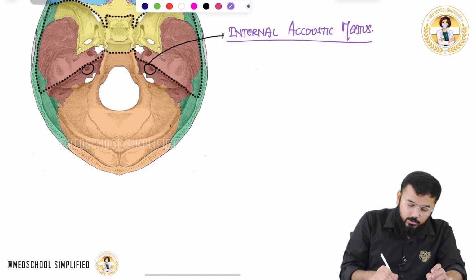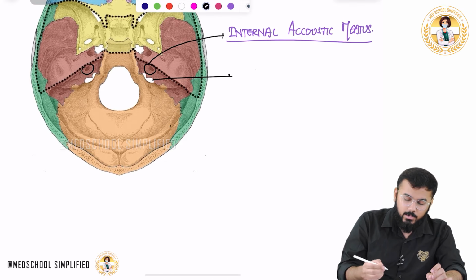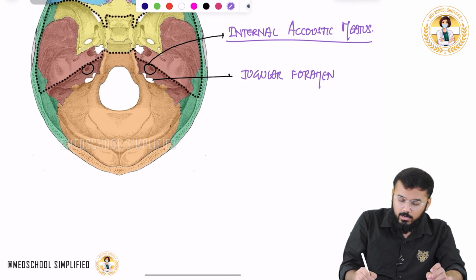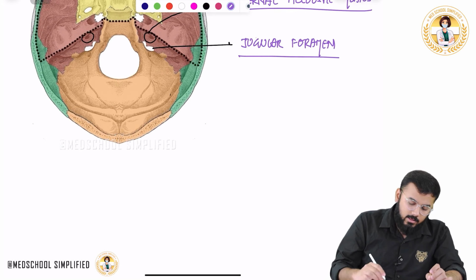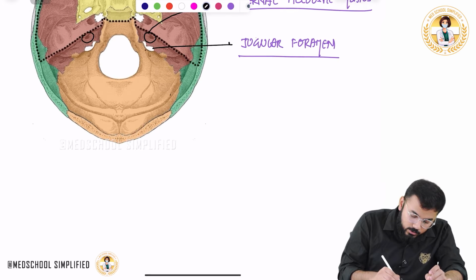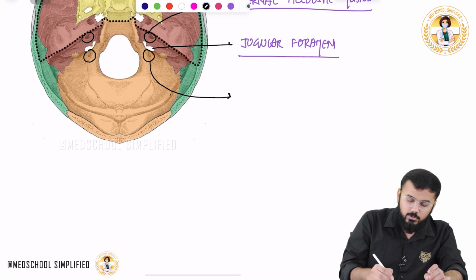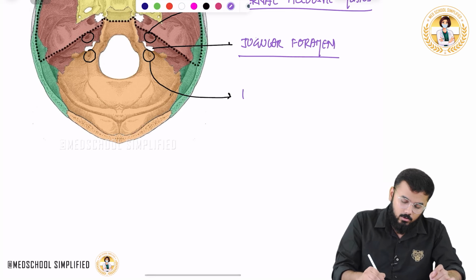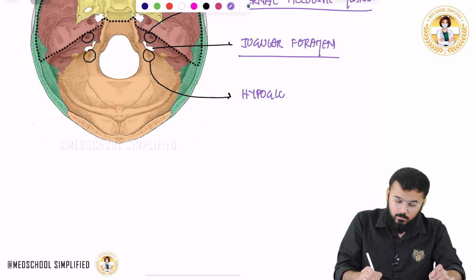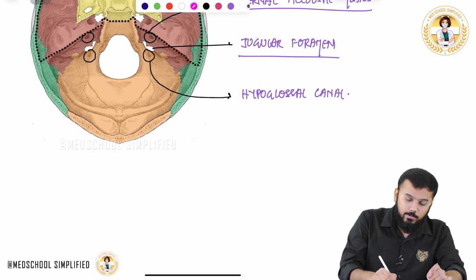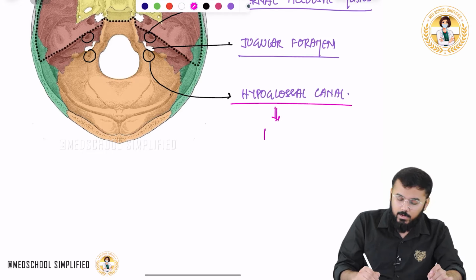Now after this internal acoustic meatus, you see a J-shaped opening here. This J-shaped opening is called your jugular foramen. Just beneath the jugular foramen, you see another canal-like structure here as well as here. This canal-like structure is called the hypoglossal canal. It carries a nerve called the hypoglossal nerve.